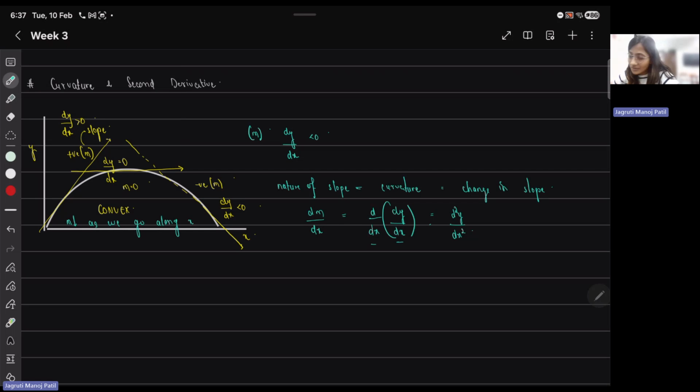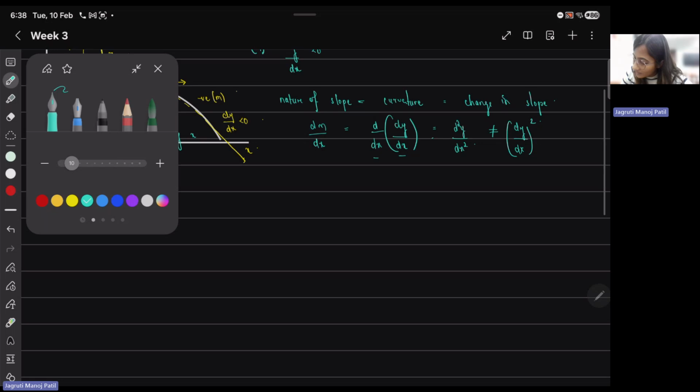Okay, so this is not at all equal to dy by dx whole square. Never ever find the derivative and then square it up. It's totally different from this. So that's d square y by dx square. It's pronounced in the same way it's written. Okay, so in this particular case we say that the slope is decreasing, right? So the opposite of this would hold true for which particular case?